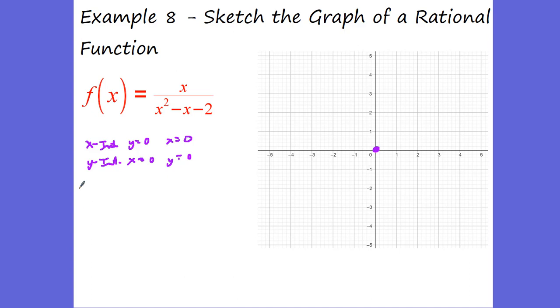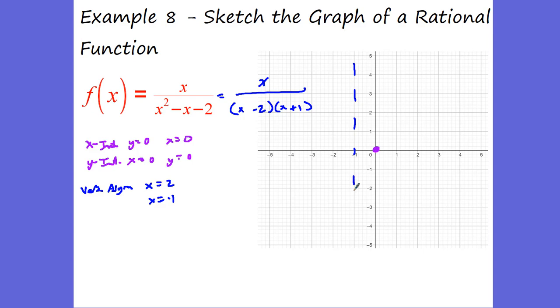If we take a look at my vertical asymptote, I want to factor this denominator, don't I? Always try to factor denominators if you can. So we have x and x. We have -2 and +1, which means x is equal to 2 and x is equal to -1. We have some vertical asymptotes right at these guys right here.